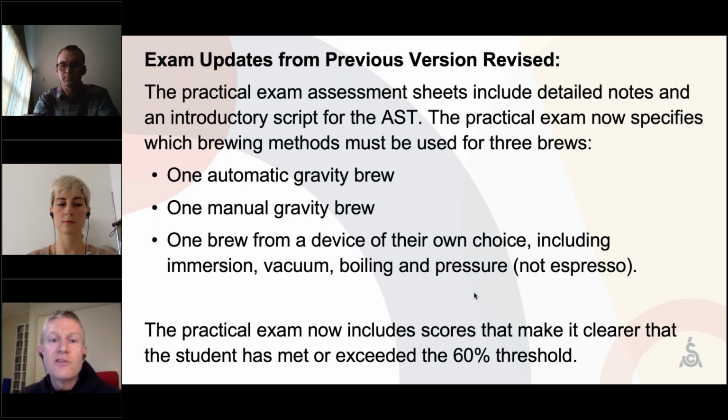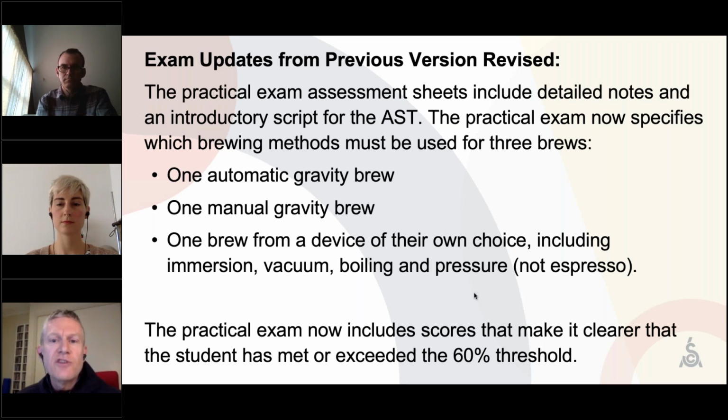The student must still complete a worksheet for each brew prepared in the practical exam, and this worksheet has been updated and includes a section to be completed by the AST. This AST section is for analysis of the brew. That is, the AST has the option of measuring the student's brew with a refractometer and then charting it. It's not compulsory that the AST does this, it's just an option.